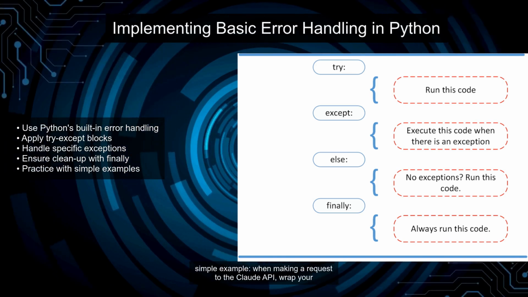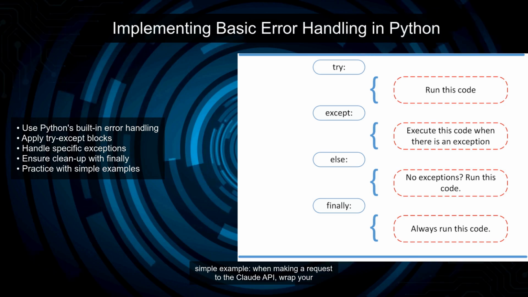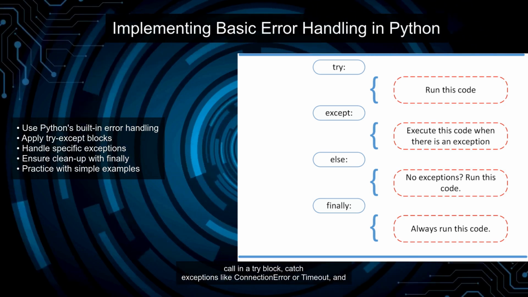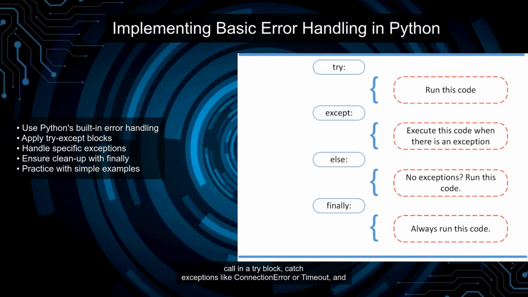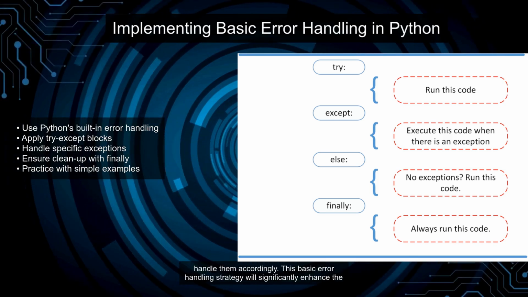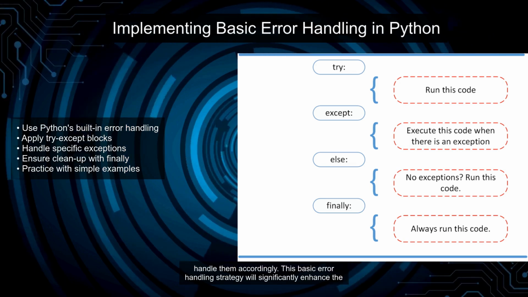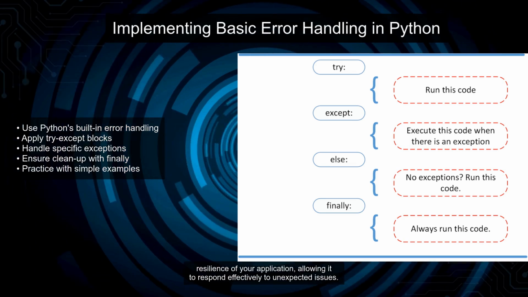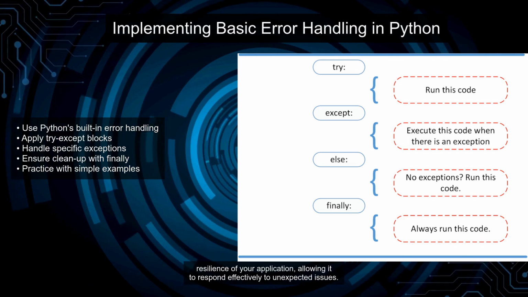Let's look at a simple example. When making a request to the Claude API, wrap your call in a try block, catch exceptions like connection error or timeout, and handle them accordingly. This basic error handling strategy will significantly enhance the resilience of your application, allowing it to respond effectively to unexpected issues.